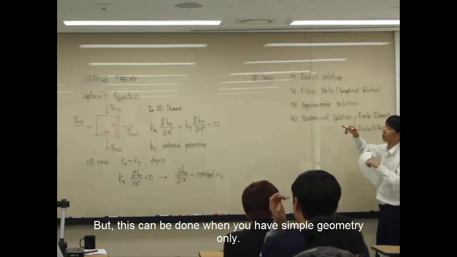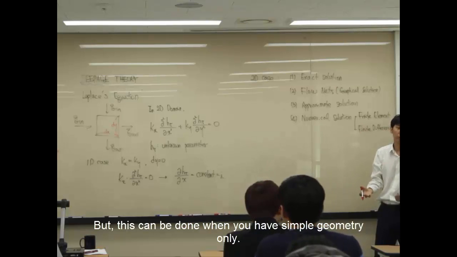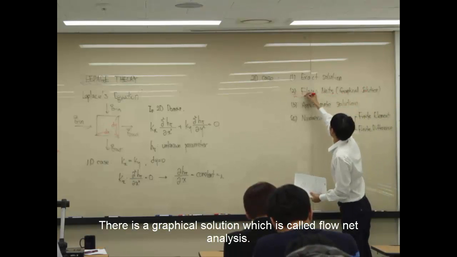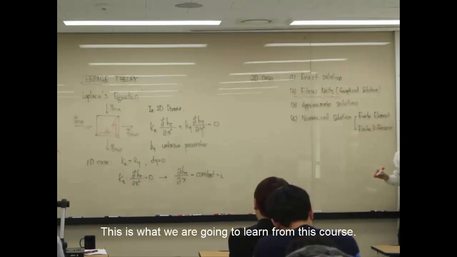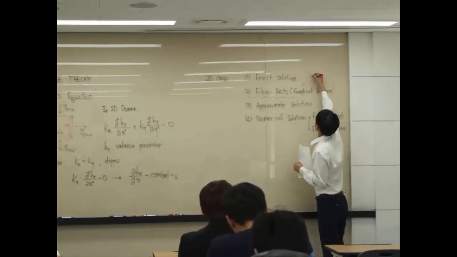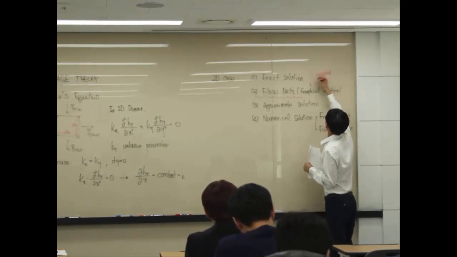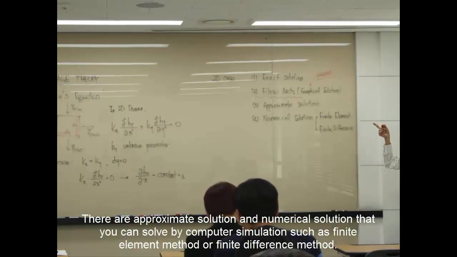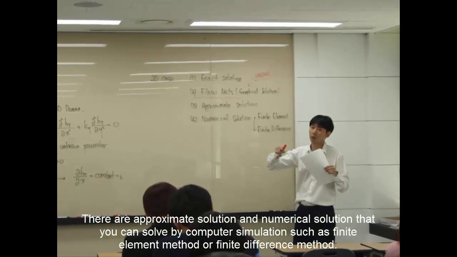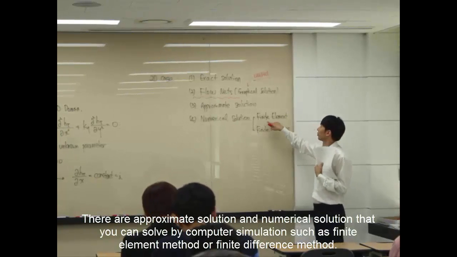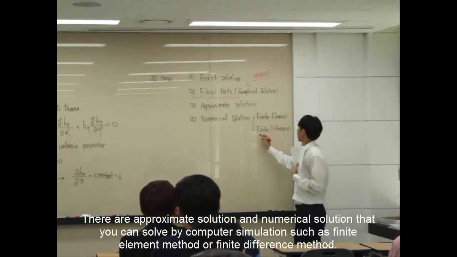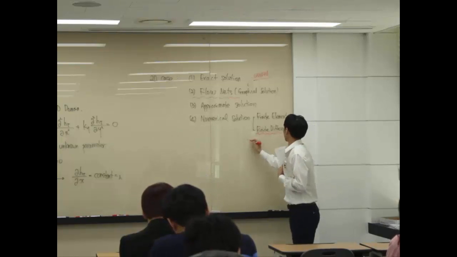But this can be done only when you have very simple geometry. And there's a graphical solution, which is called flow net analysis. And this is what we are going to learn in this course. This one will be covered. And there are approximate solutions, which are also mathematical, and numerical solutions that you can solve by computer simulation, like using the finite element method or finite difference method.